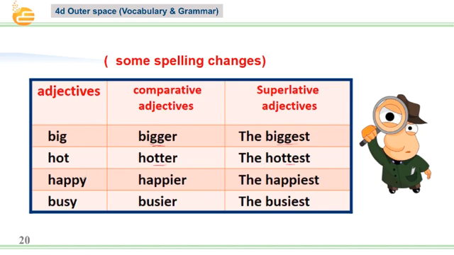Happy, we raise the Y and we add I-E-R, I-E-S. Okay, for comparative, happy, happier, the happiest. For busy, we delete the Y and we add I-E-R for comparative adjectives and I-E-S for superlative adjectives. Okay, everybody?